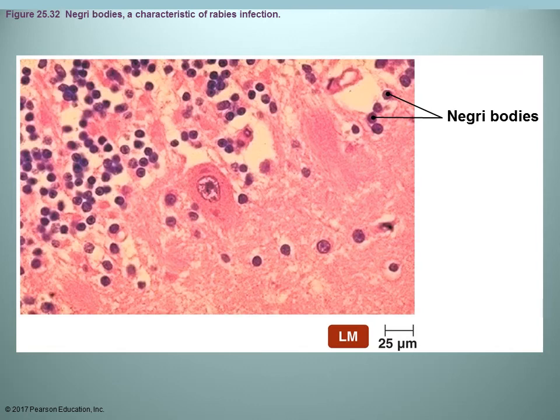If you take a tissue sample, you look for these Negri bodies. The tissue for confirmation is going to be brain tissue, which means you would have to sacrifice the animal to test to see if it is positive or not.